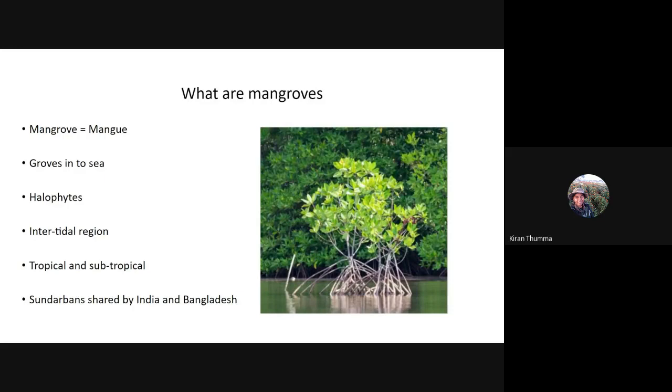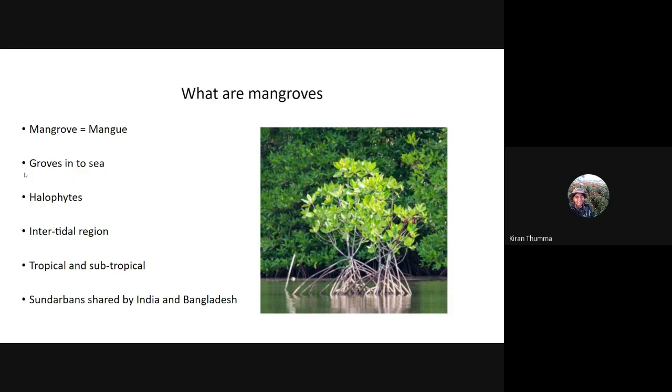Thank you. So now we can start with the presentation, and I welcome you all to this presentation on mangroves. As I said, today is celebrated as International Mangrove Day for the conservation. So let's understand what mangroves are. The term mangrove has originated from a Senegalese word, mangue, which means into the sea.